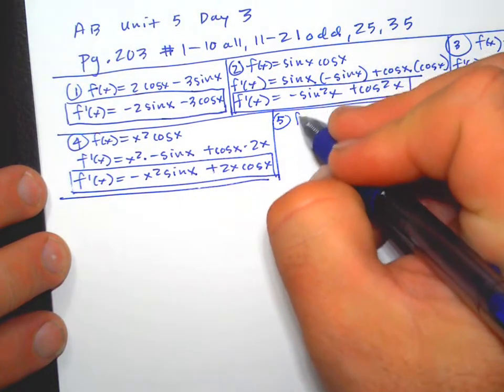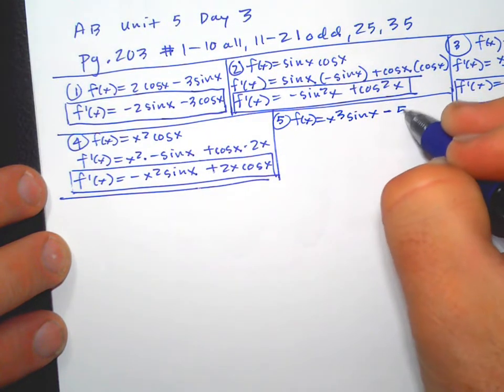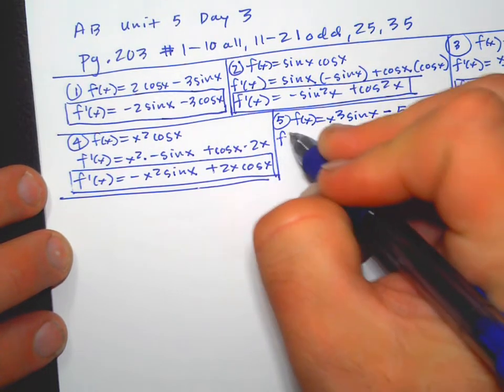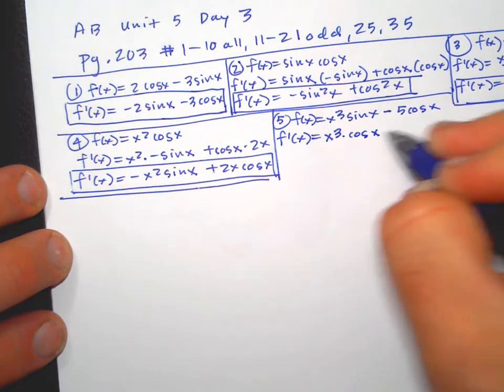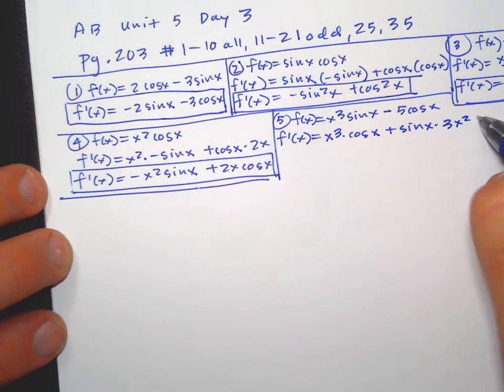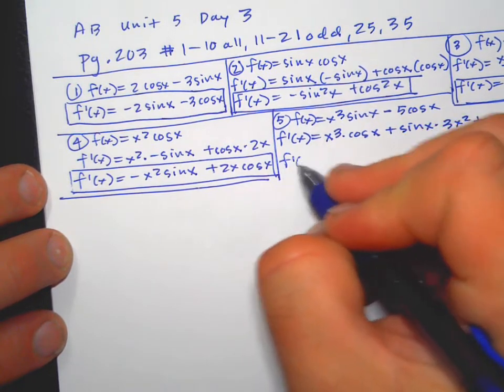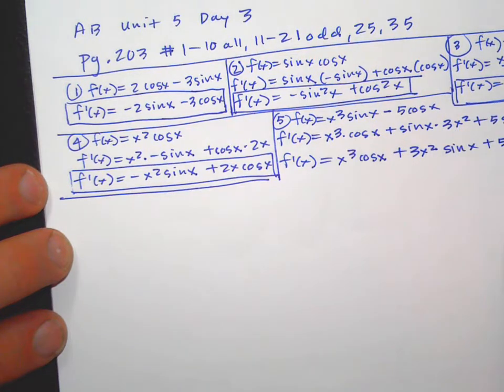Number 5, f of x equals x cubed sine x plus or minus 5 cosine x. Derivative equals, we get a little product rule here, x cubed times derivative of sine is cosine plus sine x times derivative of x cubed is 3x squared plus 5 sine x, derivative of cosine is negative sine. Final answer, x cubed cosine x plus 3x squared sine x plus 5 sine x would be, I think, a nicer version of that answer.